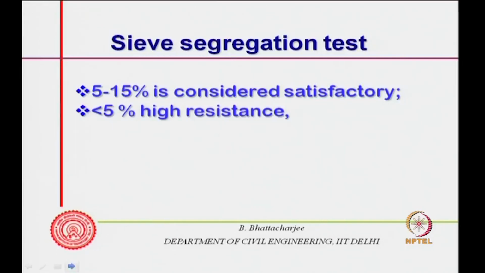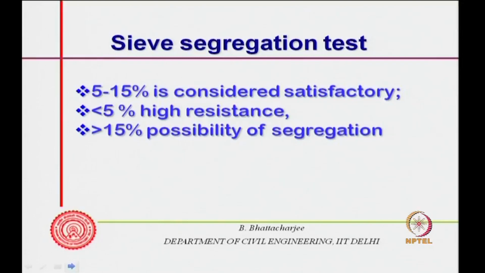Less than 5% is high resistance to segregation, because nothing is passing, and more than 50% is possibility of segregation. So, less passes through it. First of all, you have separated out, taking only the top 2 liters from the top. If it contains a lot of fines and not larger material, but supposing it is not segregating, larger materials also will be here. So, if you take the top 2 liters, larger material is there, so it is not segregating, right, resistance to segregation.